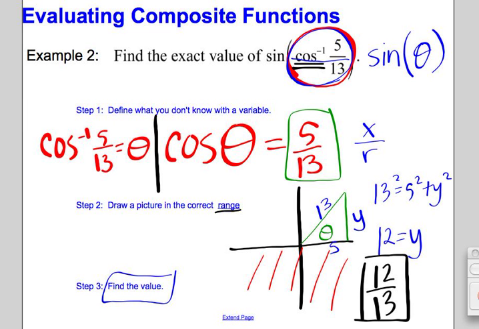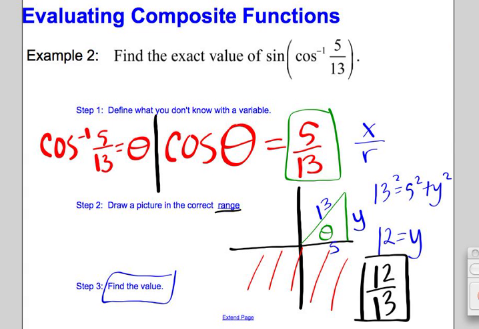Again, punching it into your calculator, punching in this fraction 12/13, and punching in the original statement that was in the problem up here will give you equivalent values.